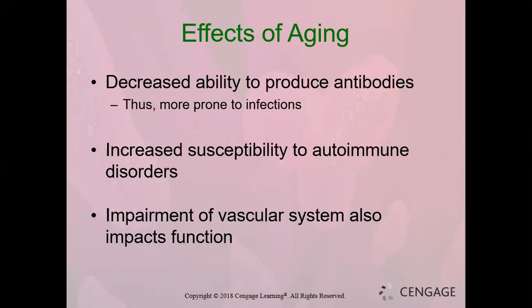And then lastly, we talk about the effects of aging. We get decreased ability to produce antibodies, thus we're more prone to infection. We're more susceptible to those autoimmune disorders that we've talked about in the previous chapters. And then our vascular system, which is our blood flow, the impairment to that is going to impact the function of this system. So if you have any questions about that, let me know.